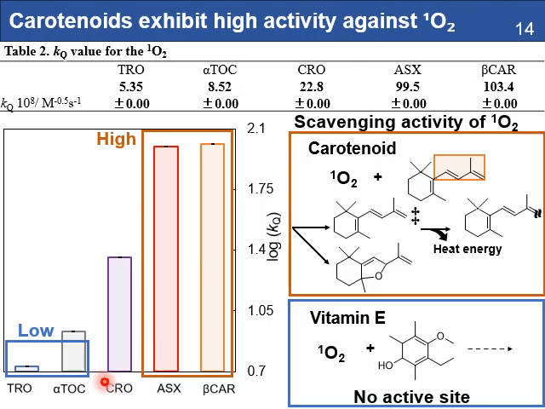In this graph, the vertical axis represents the logarithm of the kq value. For singlet oxygen, vitamin E, like Trolox and alpha-tocopherol, showed very little activity. In contrast, astaxanthin and beta-carotene show strong scavenging activity, and crocin showed moderate activity. Just like with radical scavenging activity, this result suggests that the singlet oxygen scavenging activity depends on the type of antioxidant too.